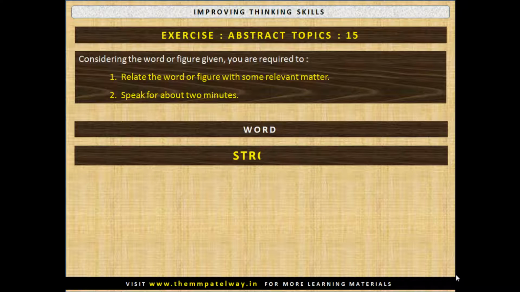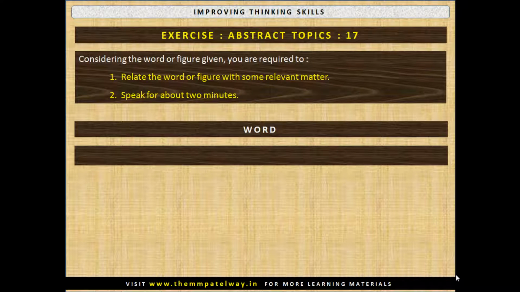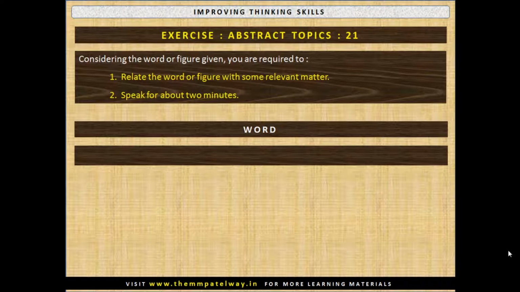Exercise 15. The word is strong. Exercise 16. The word is semicircle and figure is given. Exercise 17. The word is yellow. Exercise 18. The word is arrow and figure is given. Exercise 19. The word is high. Exercise 20. The figure is given. Exercise 21. The word is heavy.